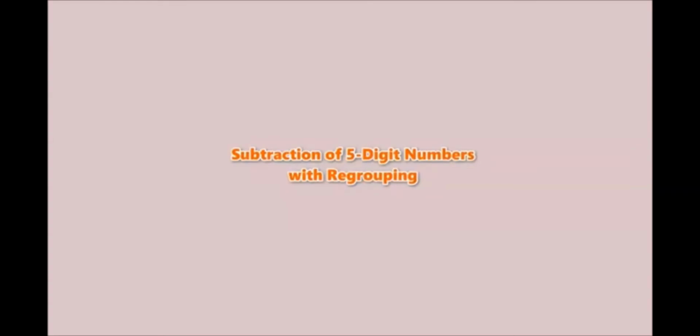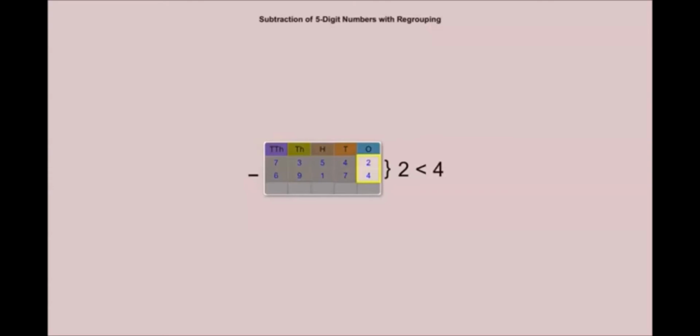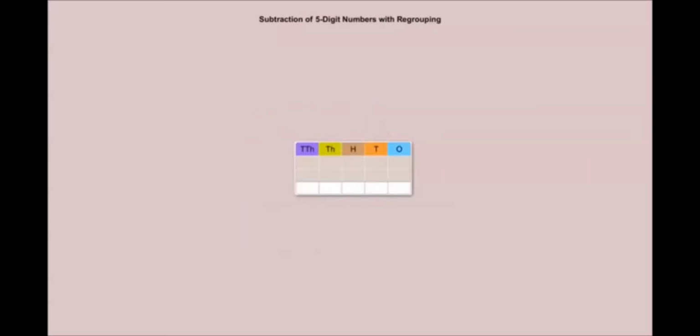So now let us learn through some examples how we can subtract 5-digit numbers. So here we have this example. We have two numbers and we know that always we have to start from ones because we are doing the subtraction with regrouping. And subtraction of numbers can be done by borrowing a number from the next higher place value of the greater number. Now, we have to write the number according to the place value, and the number must be under the other number.